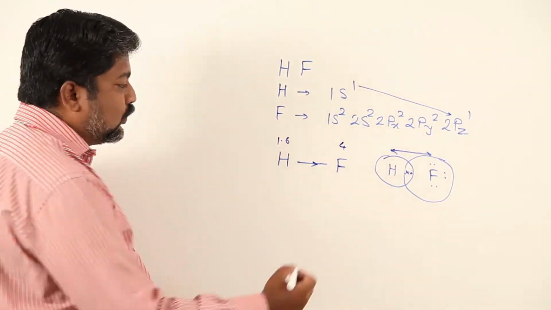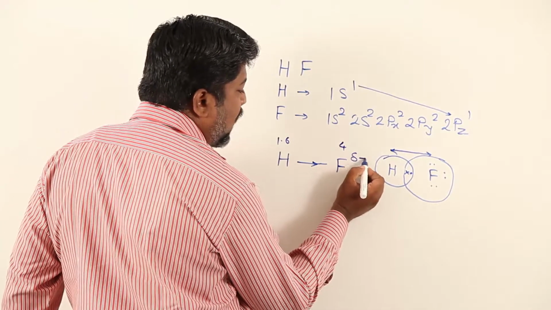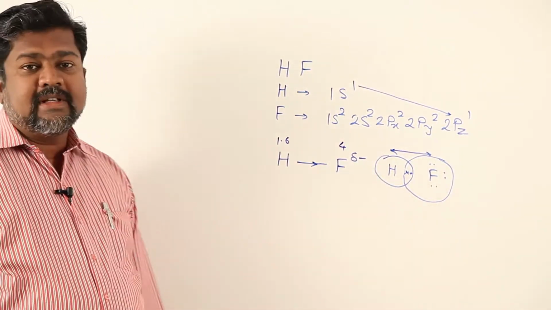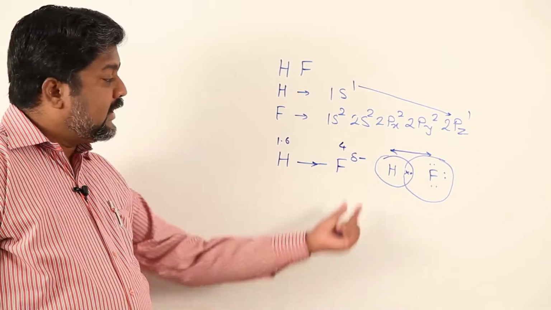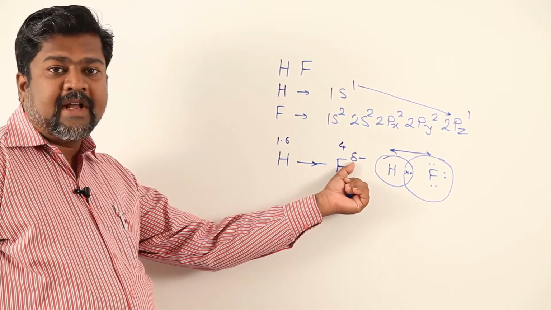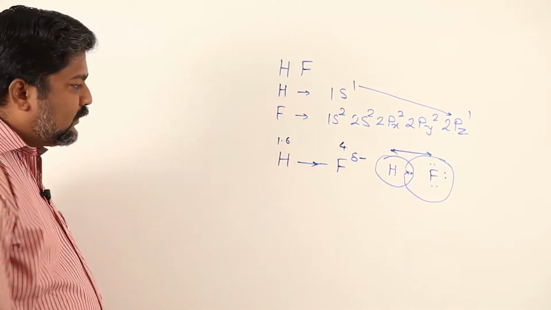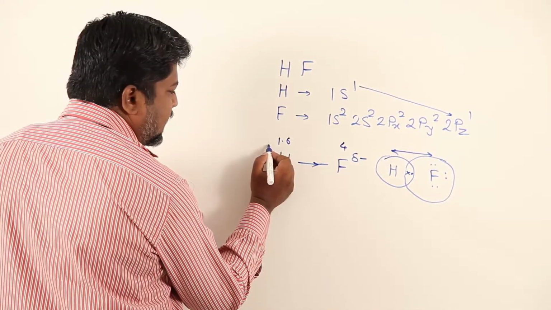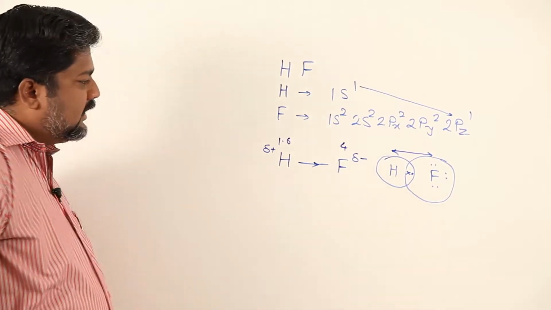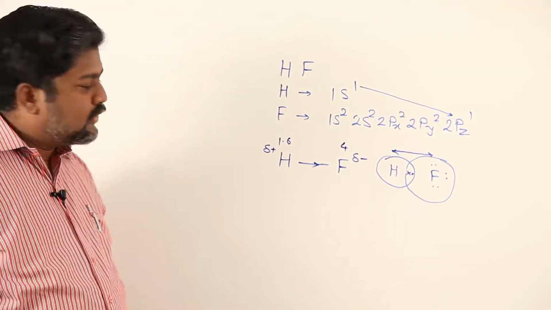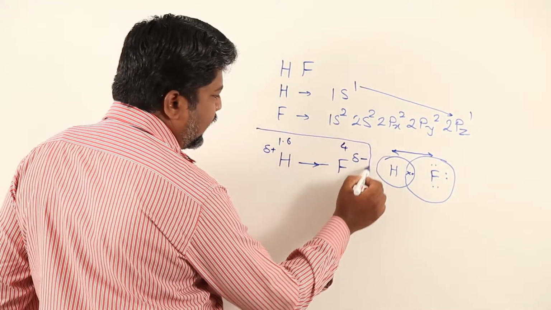As a result, fluorine gets a small negative charge, as we discussed in earlier lectures also, that this letter in Greek language is called delta, small delta. So this is delta negative. Fluorine gets delta negative charge, whereas hydrogen gets delta positive charge. So this way the HF molecule is there.